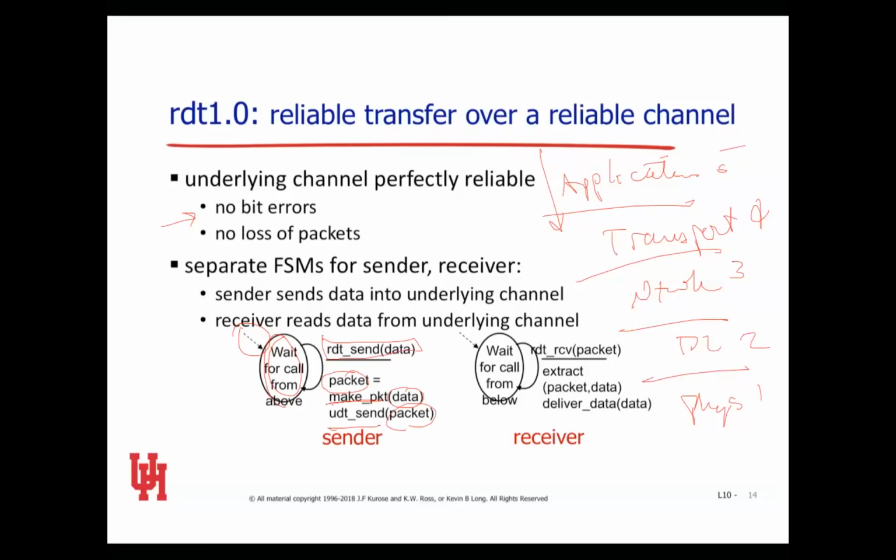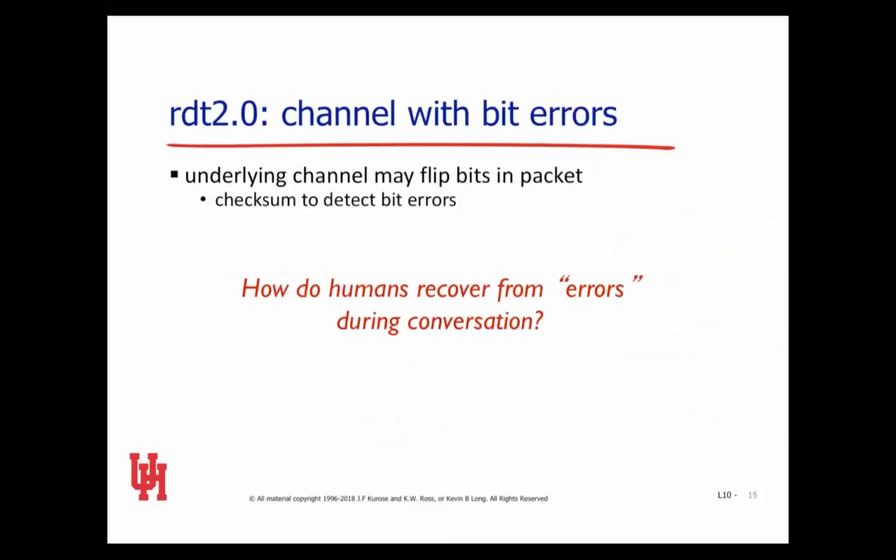On the receiver, I do the opposite. When the layer below me calls this function and passes me a packet, I will extract from that packet the original data that it contained from the application layer, and then I will deliver it to the application. So I spend my whole life on the sender side spinning in this circle. Every time I get a packet, I go through that event action pair, and then I go right back to the same state and wait again.